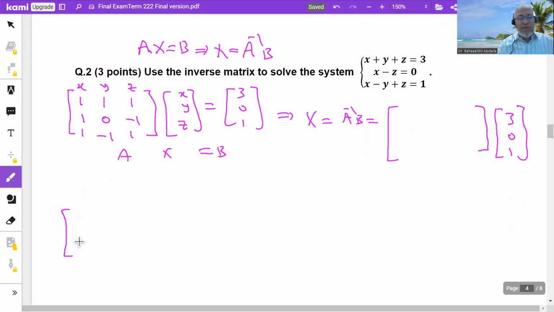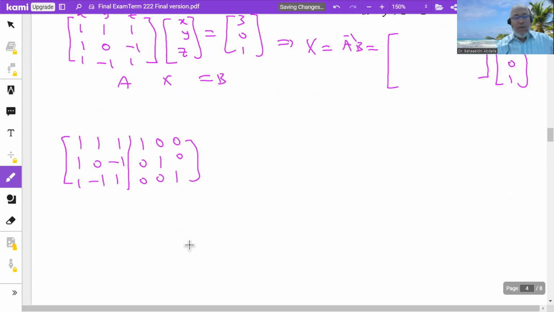The method we have is we write the matrix A, and then we put a vertical bar and we write the identity matrix. And then we use row operations to change the matrix on the left to the identity. When we change this matrix to identity, the matrix to the right would be A inverse. To do that, we have 1 here up, so we need to change these two numbers to zeros. So negative R1 plus R2 and negative R1 plus R3.